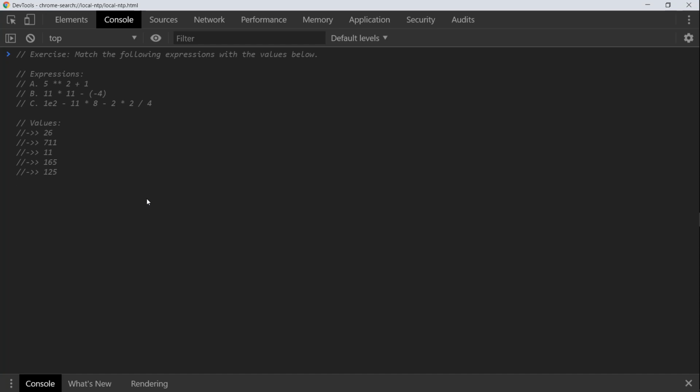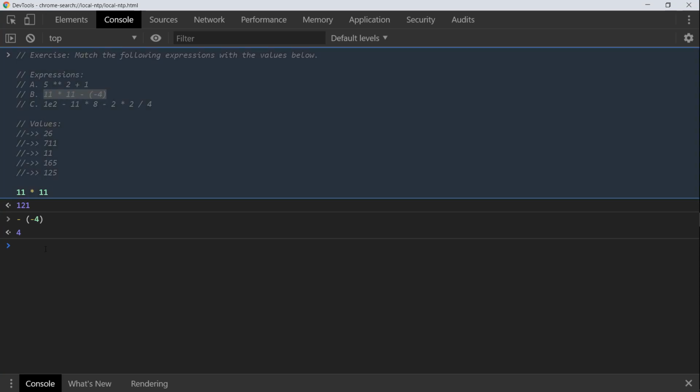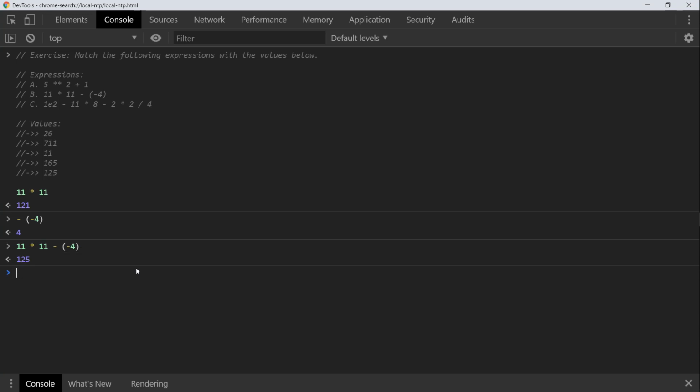Let's see the second one. 11 times 11 is 121. Then you have minus minus 4. The 2 minuses cancel out. They become a plus. 121 plus 4 is 125. You select the last value.